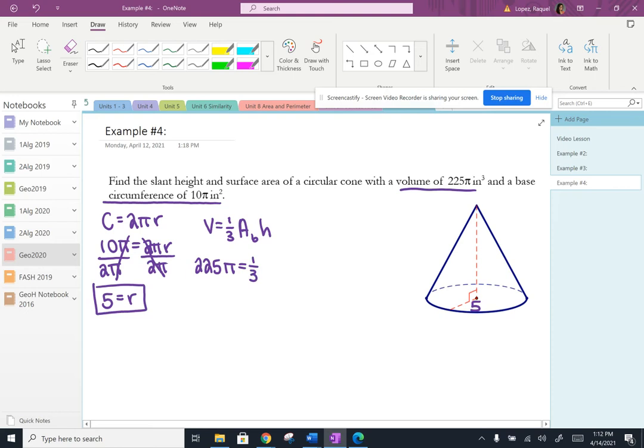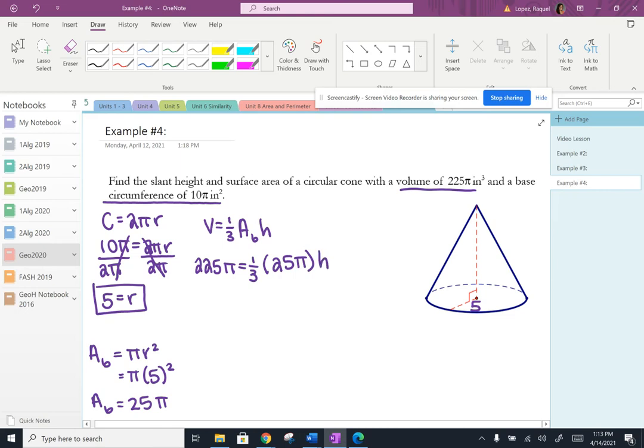So 1/3, and I can actually figure out the area of the base. So area of the base is going to be pi r squared, but I know that r is going to be 5. So I can replace this with pi 5 squared and figure out that the area of the base is 25 pi. So I'm going to put 25 pi right here in for A sub b, and then h is going to be my last unknown.